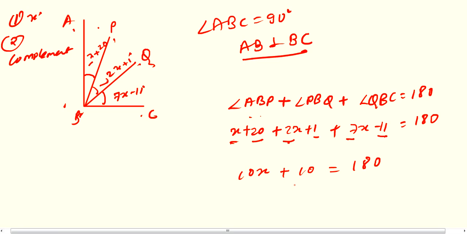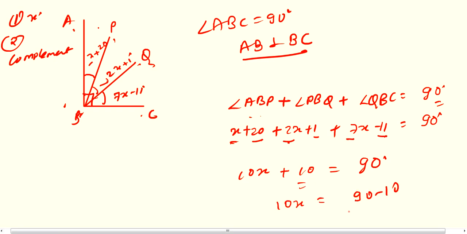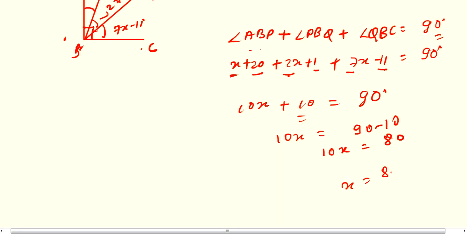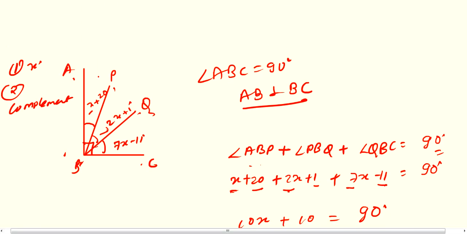Okay, sorry, this will be 90 degrees because 90 degrees is given. This is not 180 because 90 degrees is given. By mistake I have written 180 here. Now 10 you have to transpose, so 10x equals 90 minus 10, 10x equals 80, and finally x equals 80 by 10, so x equals how much? 8 degrees. So we got our first answer, x equals 8 degrees.